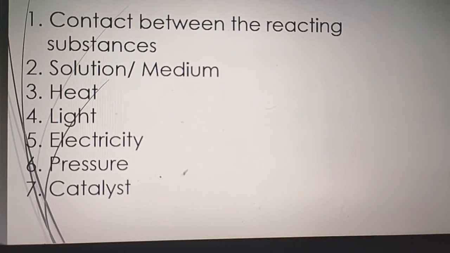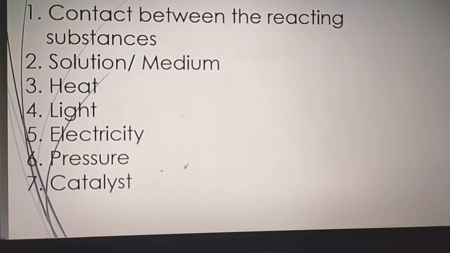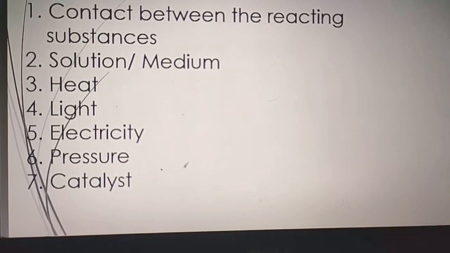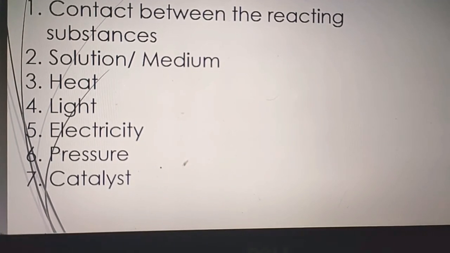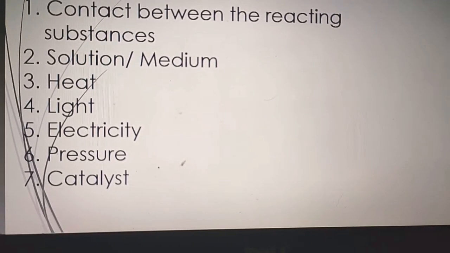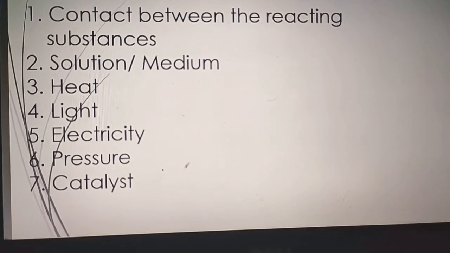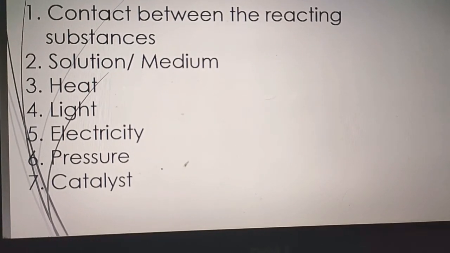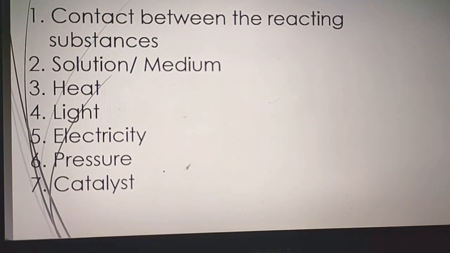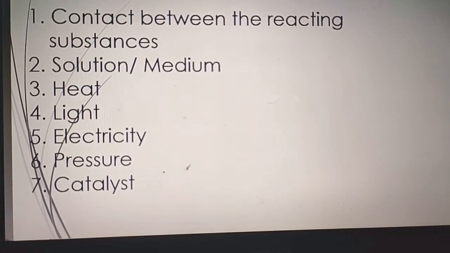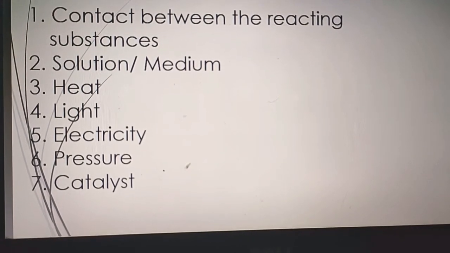Now the fifth condition is electricity. Some reactions are caused when electricity is passed through a reaction mixture. We call such a reaction an electrochemical reaction. Electro means electricity. For example, if you have acidulated water and you supply electricity to it, you can see that hydrogen and oxygen gas are released. It decomposes into hydrogen and oxygen.